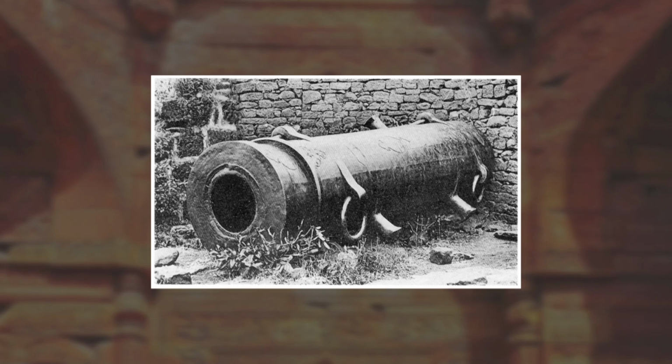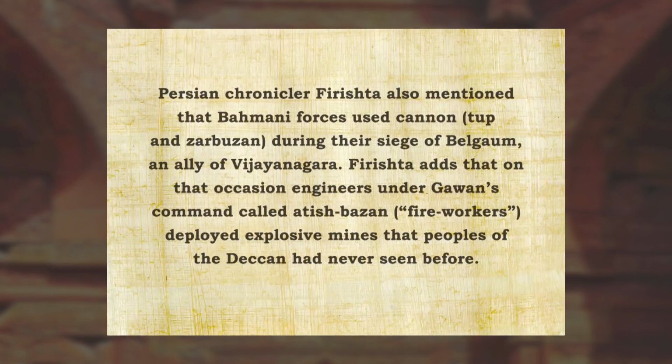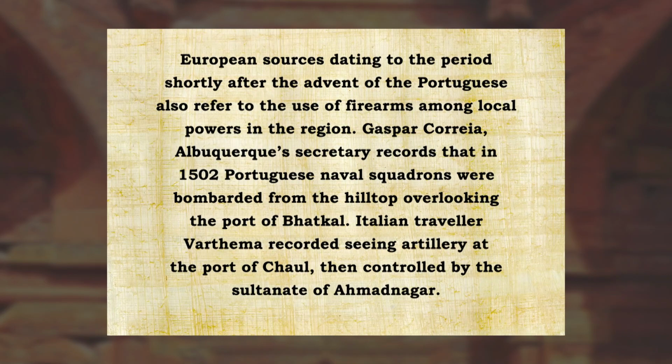Firishta adds that on occasion, engineers under Gawan's command, called the Atish Bazan or the fire workers, deployed explosive mines that peoples of the Deccan had never seen before. European sources dating to the period shortly after the advent of the Portuguese also refer to the use of firearms among the local powers of the region. Gaspar Correa, Albuquerque's secretary, records that in 1502, Portuguese naval squadrons were bombarded from the hilltop overlooking the port of Bhatkal. Italian traveler Varthema recorded seeing artillery at the port of Chaul, then controlled by the Sultanate of Ahmednagar.